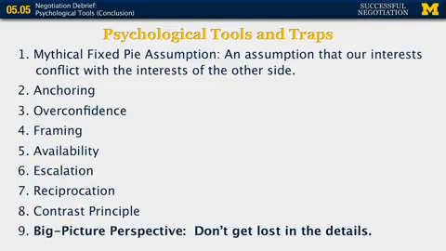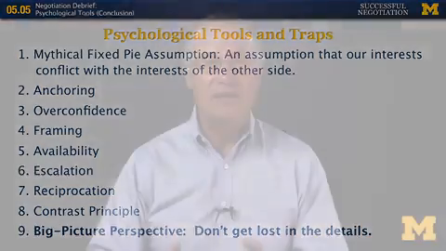The final psychological tool or trap is the big picture perspective, which is basically saying don't get lost in the details. This is another very important perspective, and I want to save that along with the fixed pie assumption for our concluding look at this negotiation. So I'm going to put that on the shelf for a few minutes. So those are the 9 psychological tools and traps and how they apply to this negotiation.